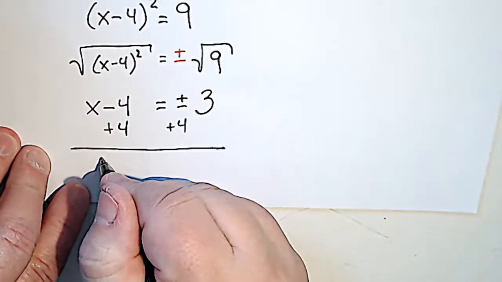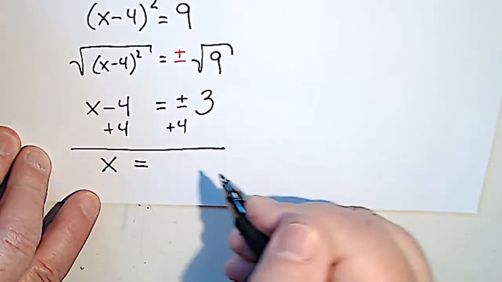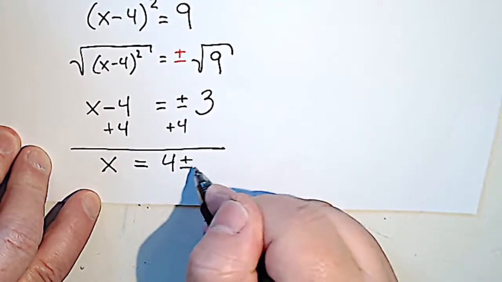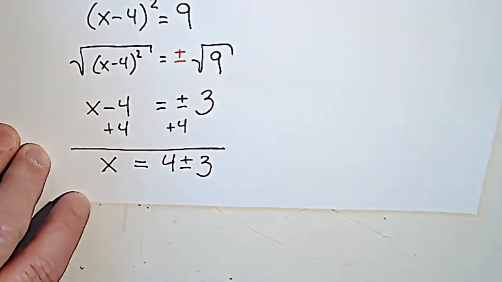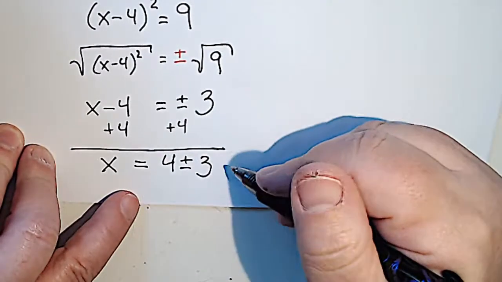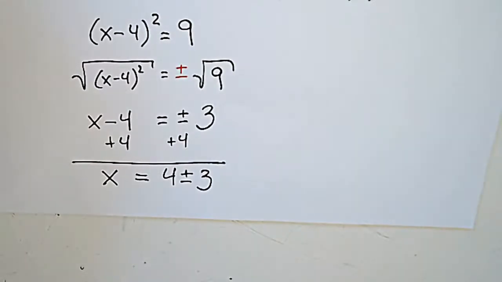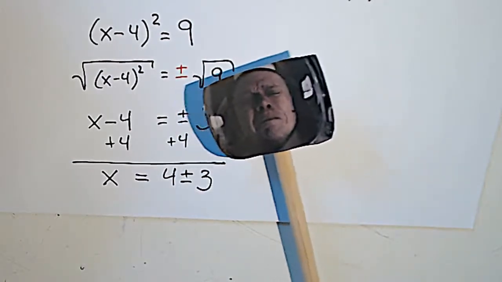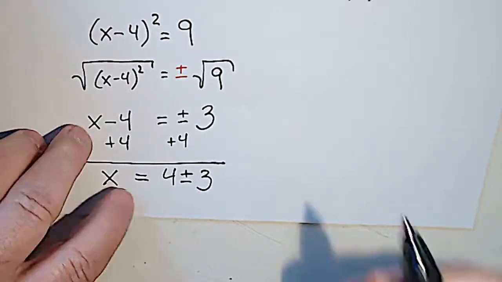And over on the left, I've got x. And over on the right, I've got 4 plus or minus 3. And then I think, oh no, this is the worst thing ever. Oh, sad Matt Damon. Where's sad Matt Damon? Oh, you guys get a moment. There, here we are. Oh no. And the answer is no.